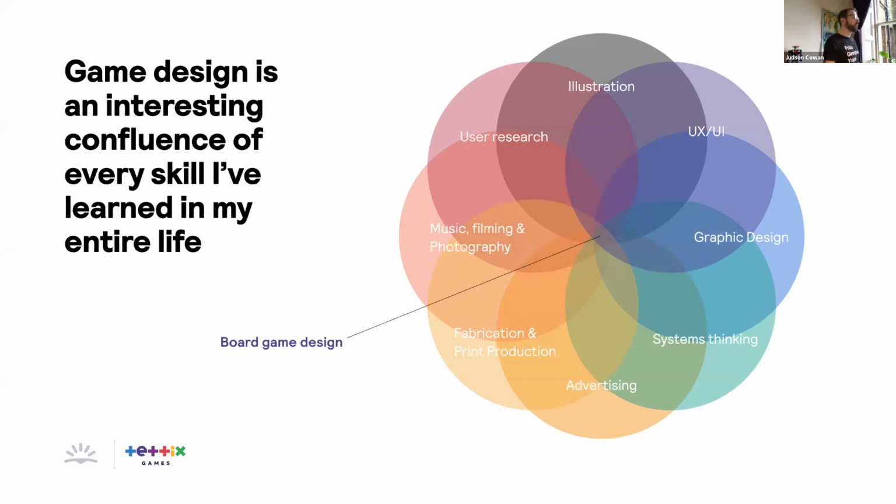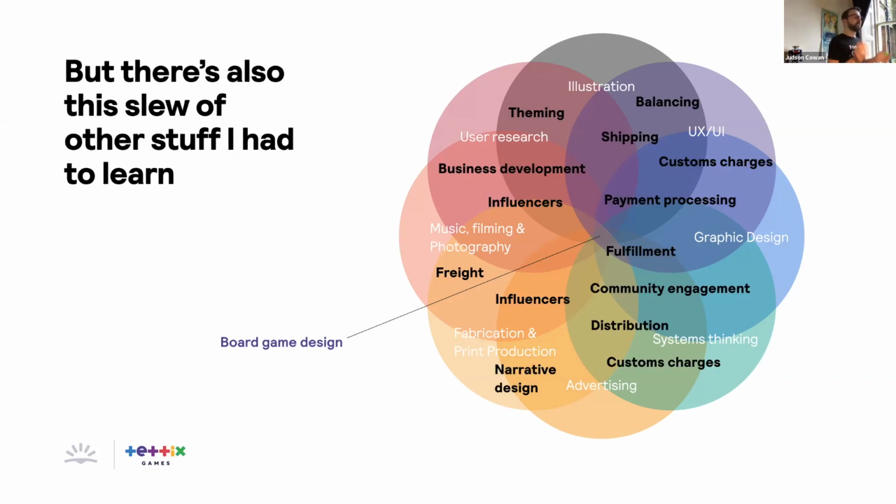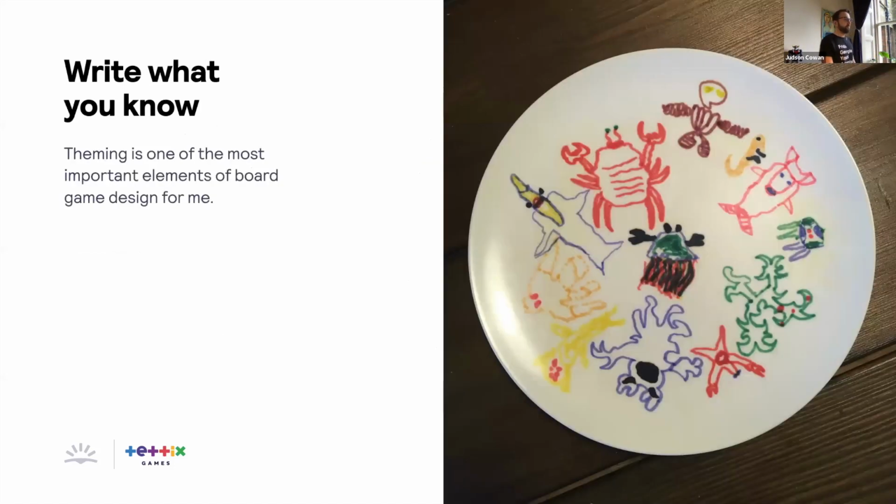So it was really cool how I got to use almost every skill I've ever learned professionally. And I thought that was great because I know how to do everything. And the reality is there's a whole bunch more stuff you need to learn that I had no idea how to do. So, business development, customs, payment processing, working with influencers, dealing with fulfillment, community engagement. There's a lot of moving parts to the generation of a board game and sales of a board game.